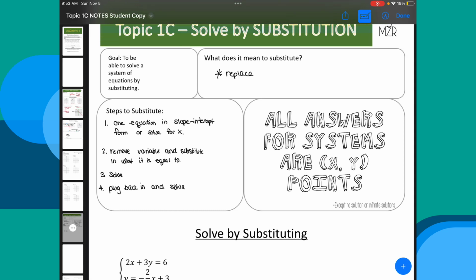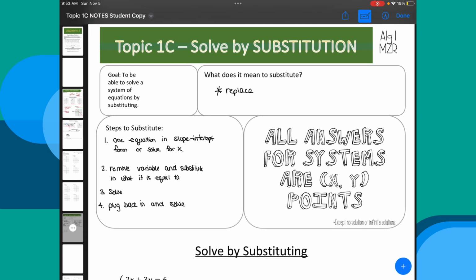So we can solve by graphing, but we can also use the equation to solve by substitution. The word substitute means to replace, and that's what we're going to do. We're going to figure out what one of the variables is equal to, and then we are going to replace it into the opposite or other equation.